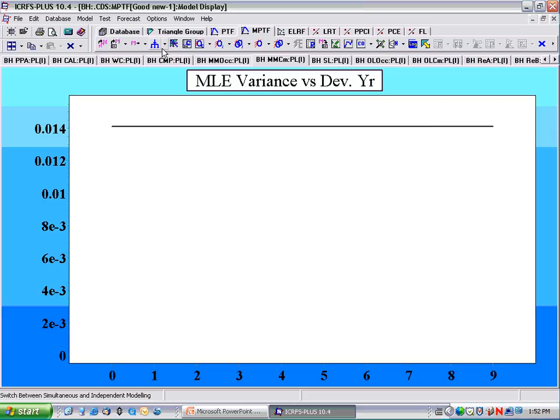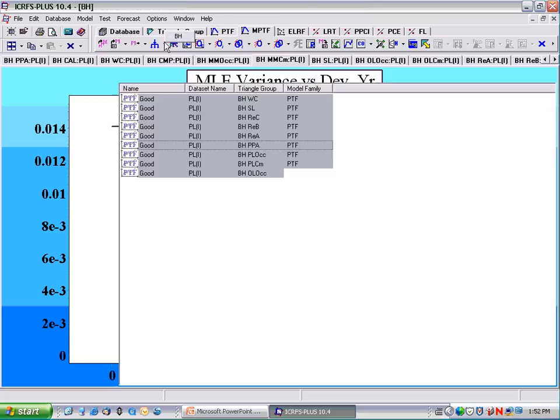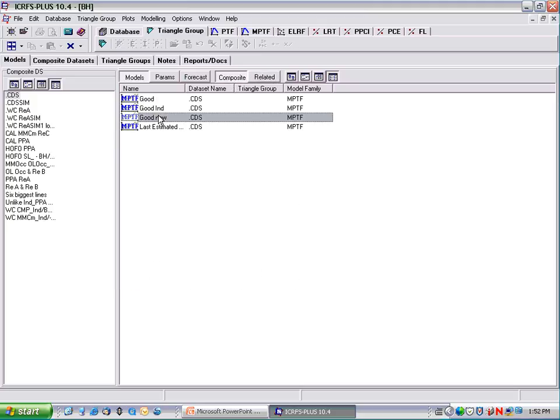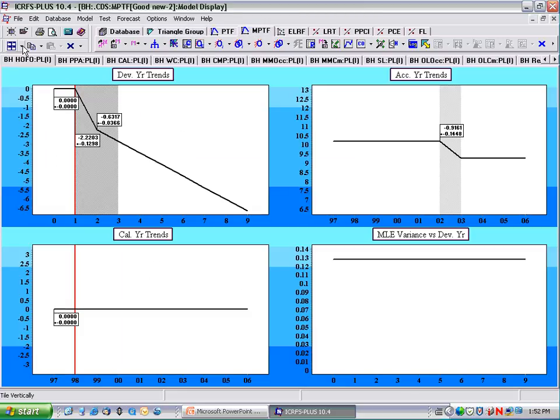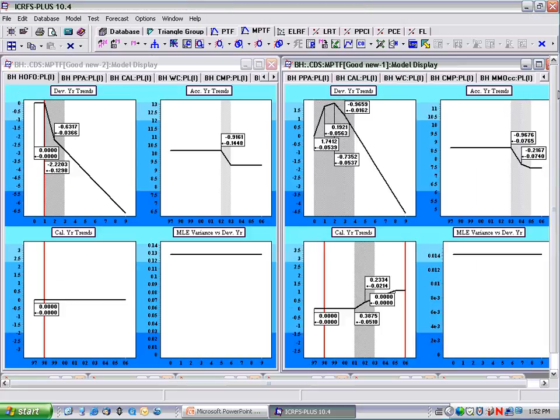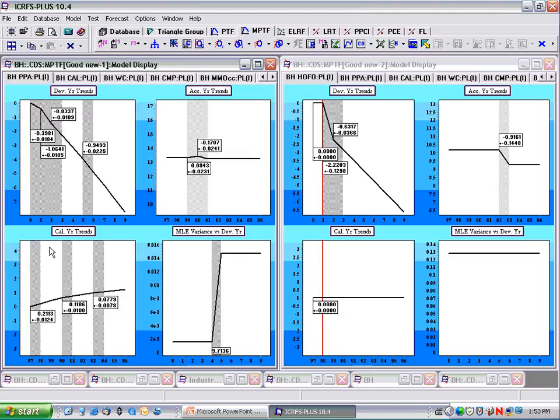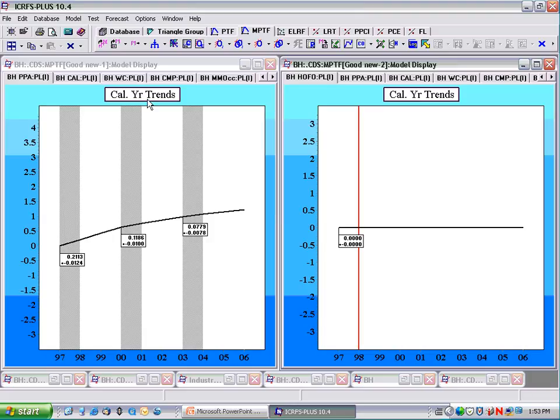And just to show you that the trend structure for each line of business is really the same, what we're going to show is that two lines of business do not share the same trend structure. So I'll go to the composite model and run good, new again. So basically run the same model twice. And let's just compare now, for instance, on the right side, we've got BHO, that's homeowners, farm-owners. Let's look at the other side of PPA, and you can see it's got a very different trend structure, especially along the calendar years.